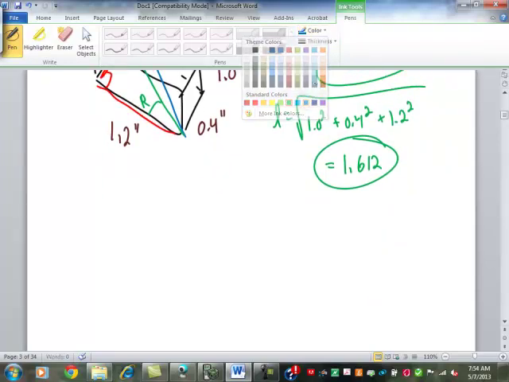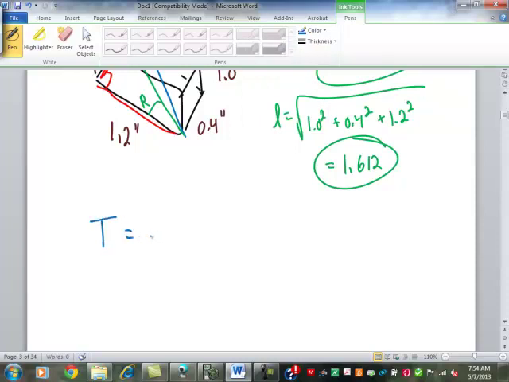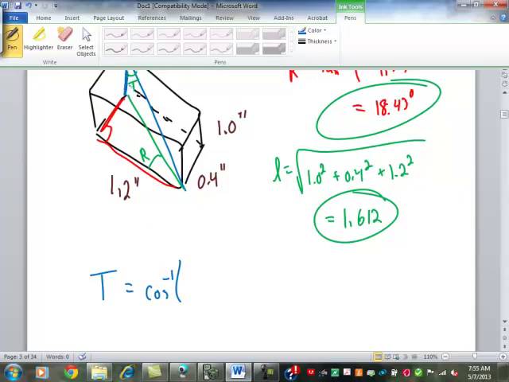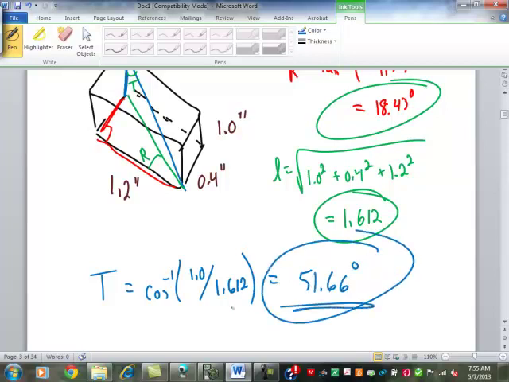So T is going to be an inverse cosine. We know this here is the 1.0, and the hypotenuse is the 1.612, which should give us 51.66. A lot of you had the tilt wrong, but I think that's because you did inverse sine instead of inverse cosine, and you would have got the complement, which would have been the 38.34 or something like that. So there is 7, 8, and 9.